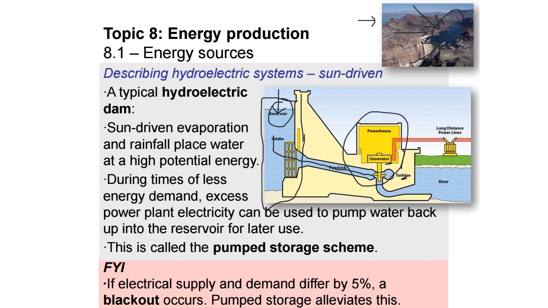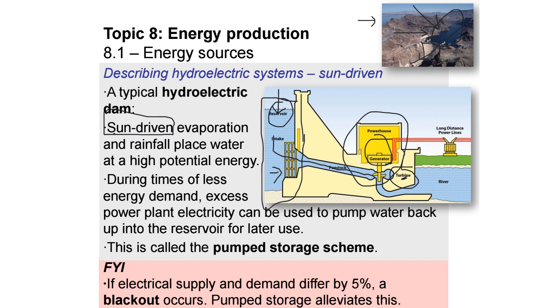So what happens? It's time, we need a bunch of electricity to be generated. We release the water, so we open up this gate. The water flows through, and as it flows through, it turns the turbine and it makes the generator work. It makes electricity, okay? So that's basically how it works.